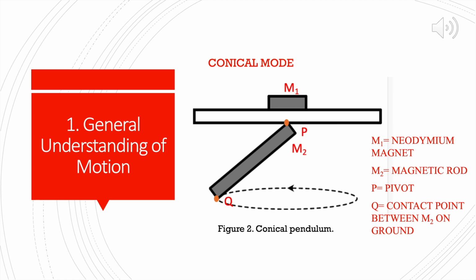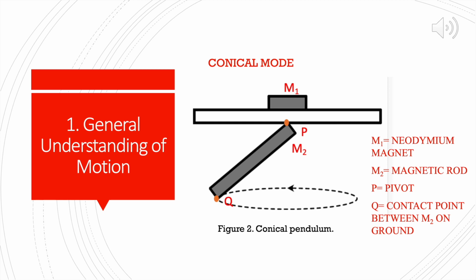General understanding of motion. A pendulum is a body suspended from a fixed point so that it can rotate or swing back and forth under the influence of gravity. Due to magnetic attraction force between M1 and M2, M2 is suspended underneath the non-magnetic plate as a result of the magnetic force. The motion of the pendulum will experience 2 different phases.